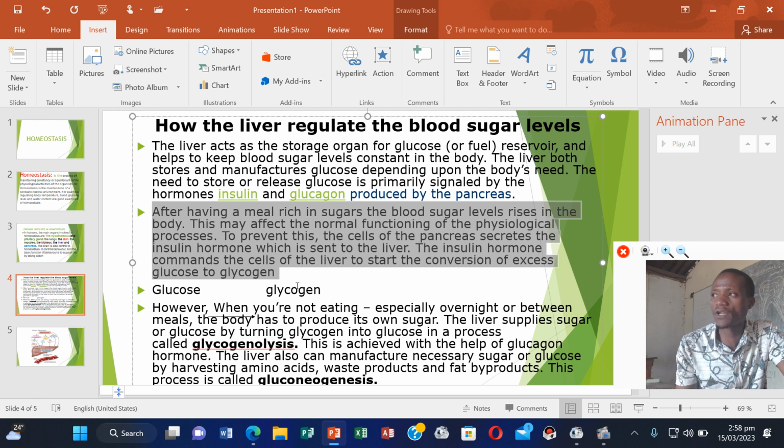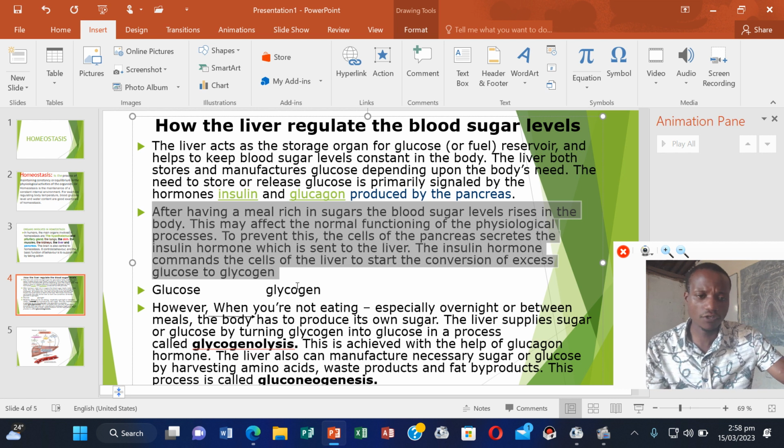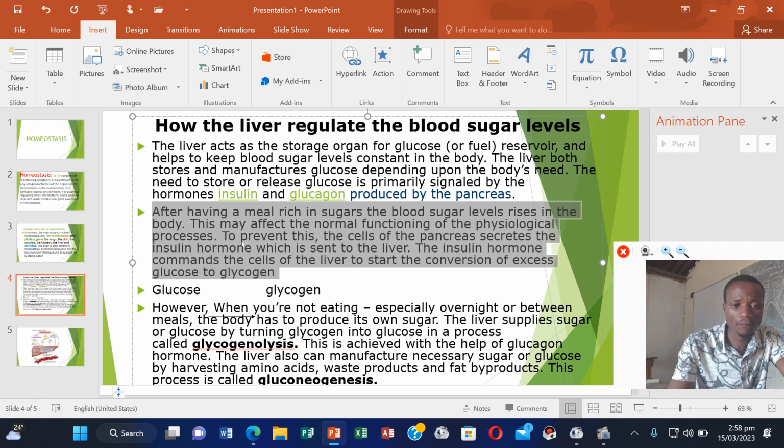So when you have too many sugars in the blood, it may affect the normal functioning of the body. To prevent that, the cells of the pancreas secrete the insulin hormone, which is sent to the liver through the blood, of course. The pancreas has cells that produce insulin when you have too much sugar in the blood.